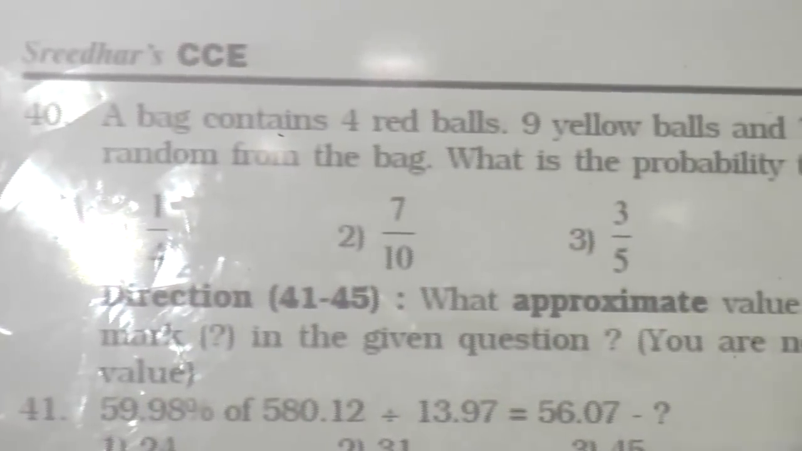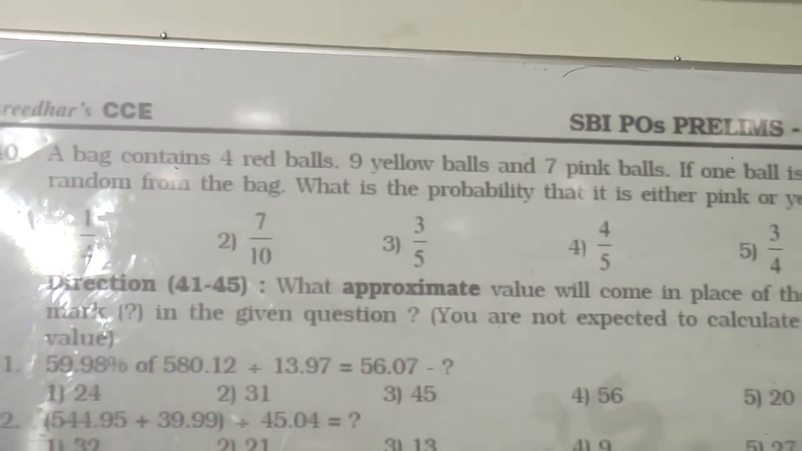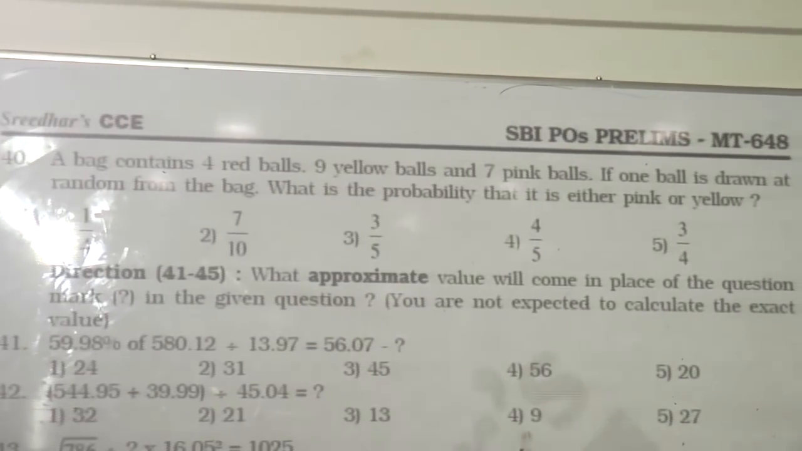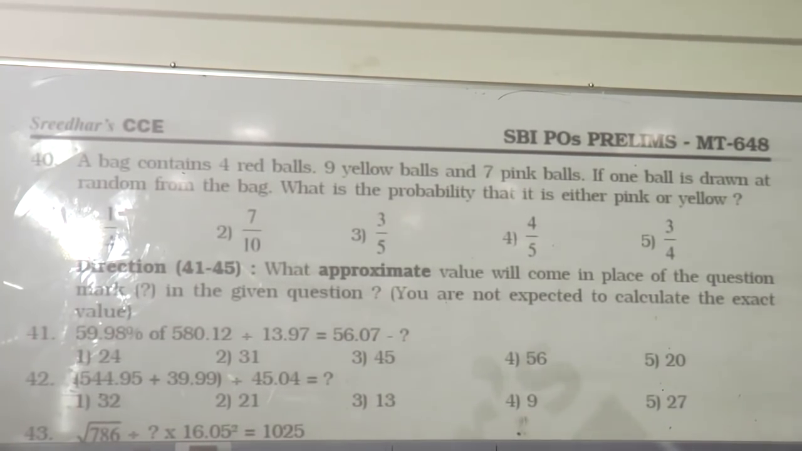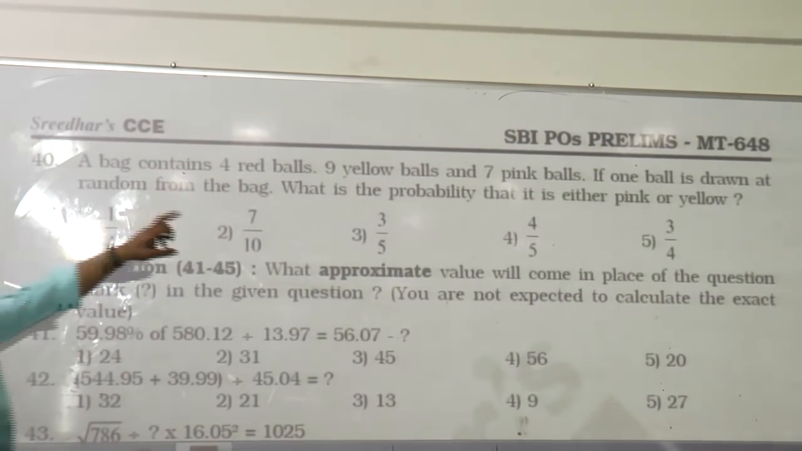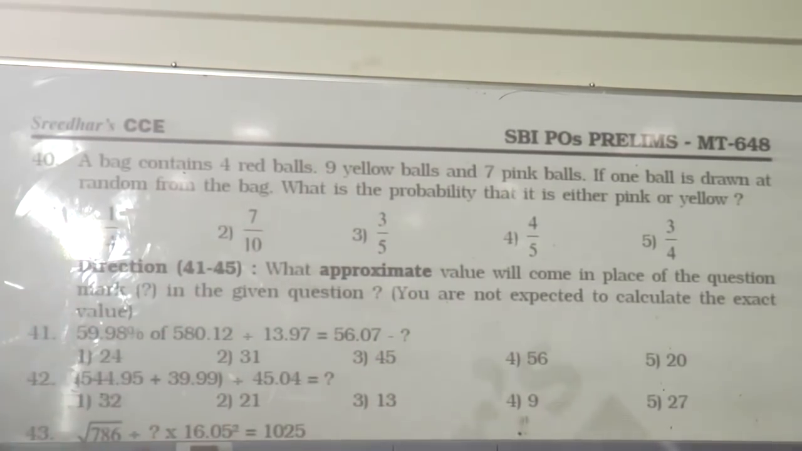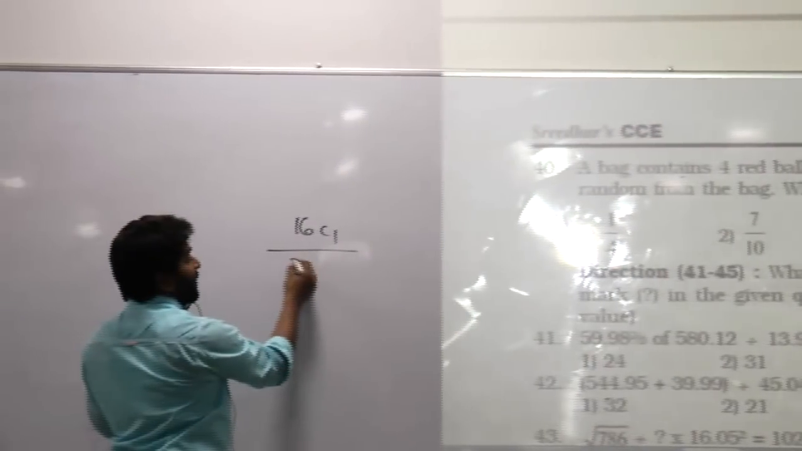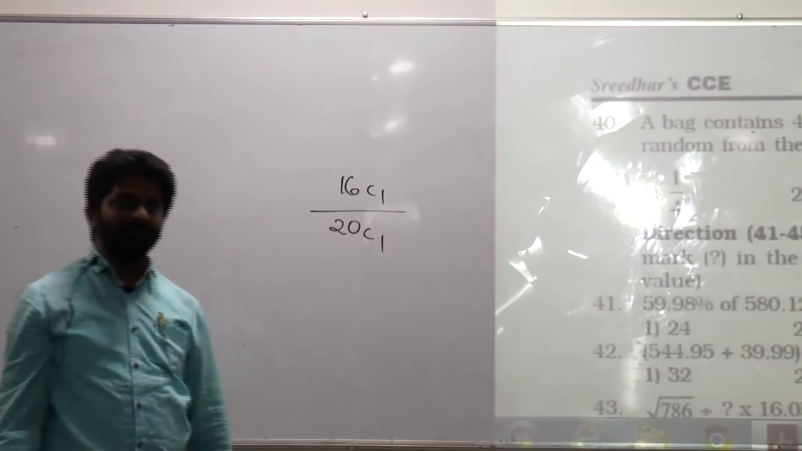48. A bag contains 4 red balls, 9 yellow balls and 7 pink balls. Total how many balls we have? 20 balls. If one ball is drawn at random from the bag, what is the probability that it is either pink or yellow? How many pink and yellow balls we have? 16. Out of 16 balls, if you get one ball, that is enough, right? In how many ways can you get that? 16 C1. Out of 20 balls, you need to select one ball, so 20 C1. 16 by 20, 4 by 5.